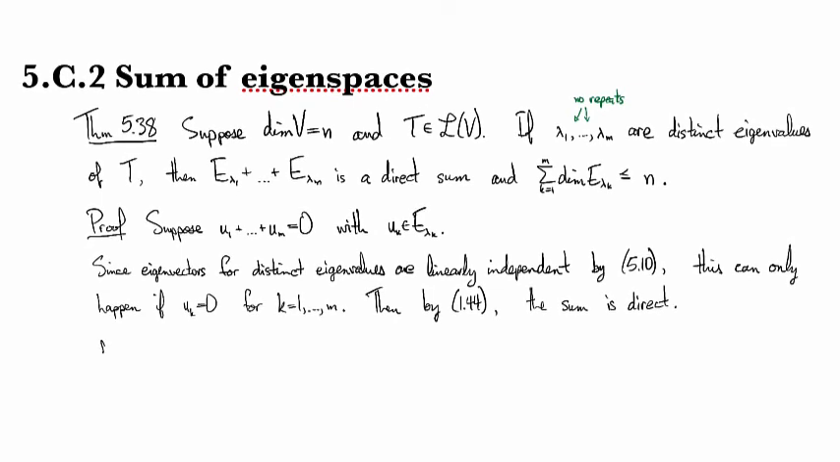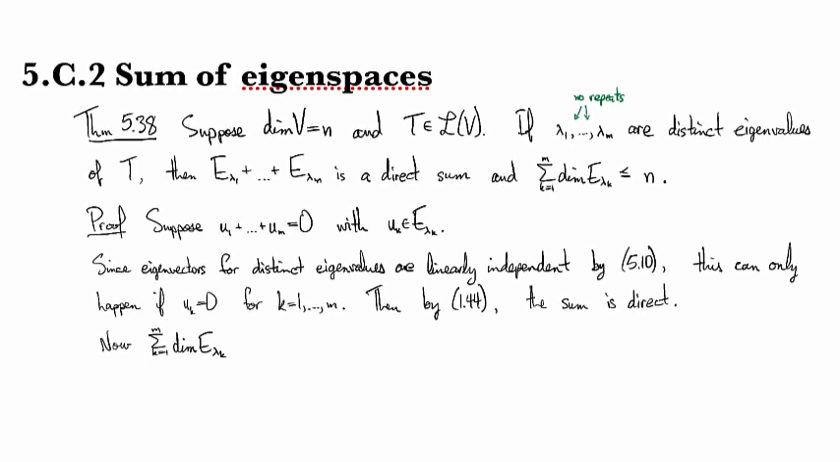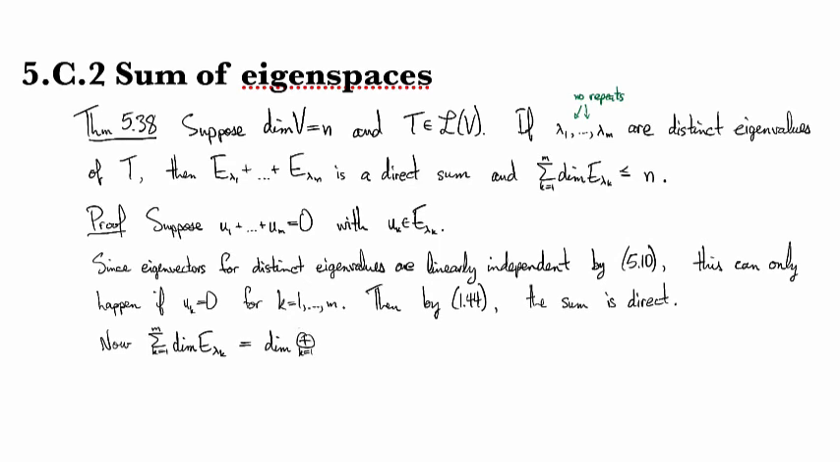Okay, and since it's a direct sum, we have that the sum of the dimensions of the eigenspaces is equal to the dimension of the direct sum of the eigenspaces, which is less than or equal to the dimension of V, since it's a subspace of V, which is equal to n. And by the way, that's the end of the proof.